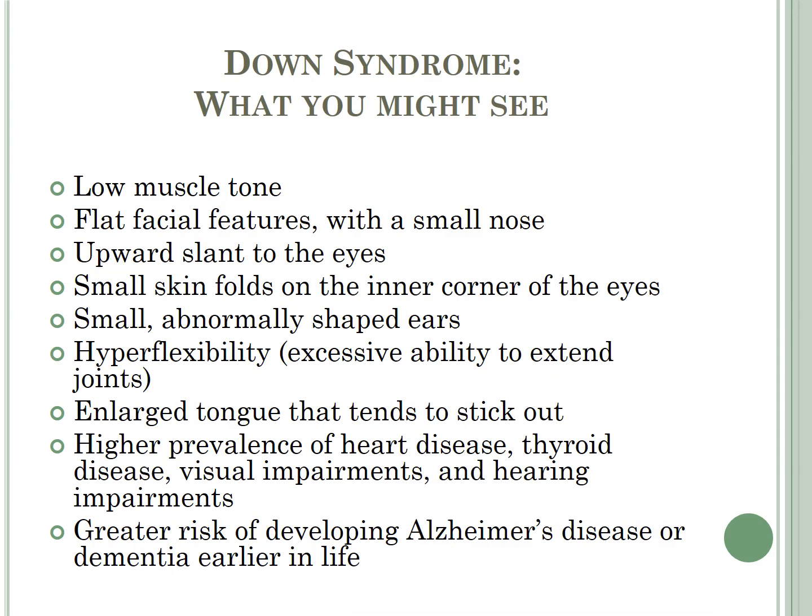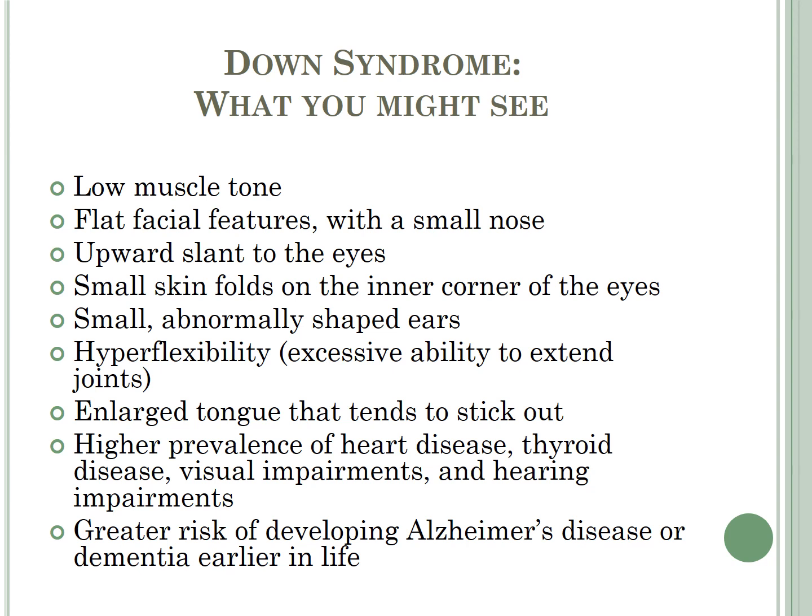What you might see with Down syndrome is low muscle tone, flat facial features with a small nose, an upward slant to the eyes, small skin folds on the inner corners of the eyes, small abnormally shaped ears. The person may be hyperflexible. They might have an enlarged tongue that tends to stick out.